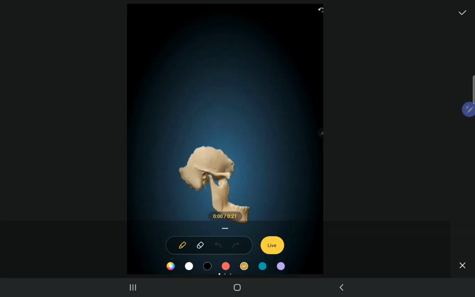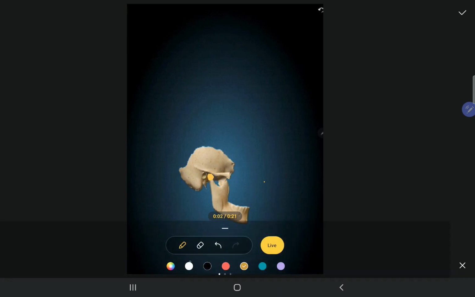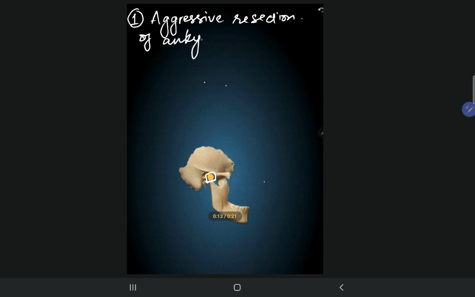Caban's protocol for this. So, Caban's protocol is, the first step is same as gap arthroplasty. That means we are going to aggressively resect the ankylotic mass. Say suppose this is the ankylosis. So, what we are going to do is, we are going to remove this ankylotic mass, right. So, that is our gap arthroplasty. We are going to aggressively resect the ankylotic mass. We are talking about Caban's protocol, guys.